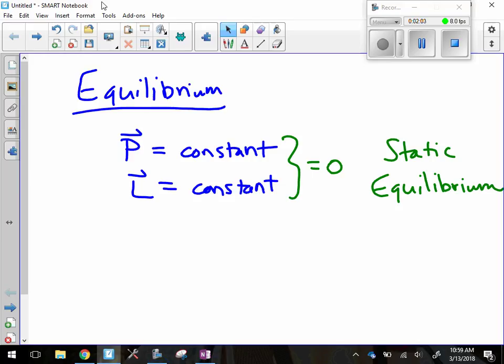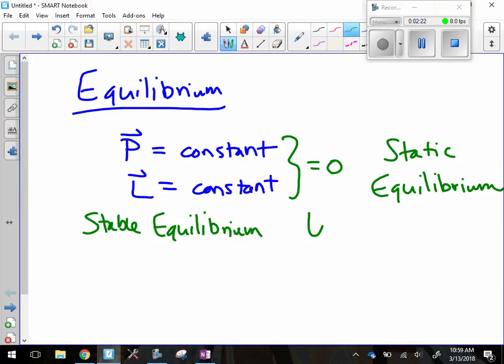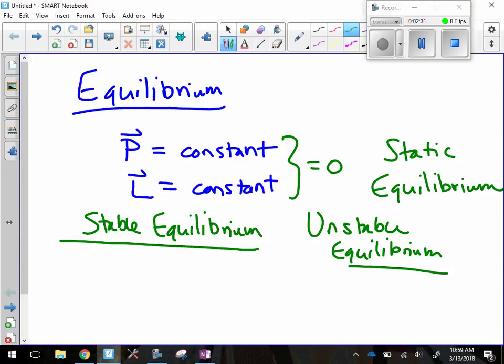So these could also just be equal to constants, and then we would have objects that were moving in equilibrium. But in this chapter, we are concerned with static equilibrium. So again, we can talk about stable equilibrium, and unstable equilibrium. Just like we did when we were talking about potential energy curves.